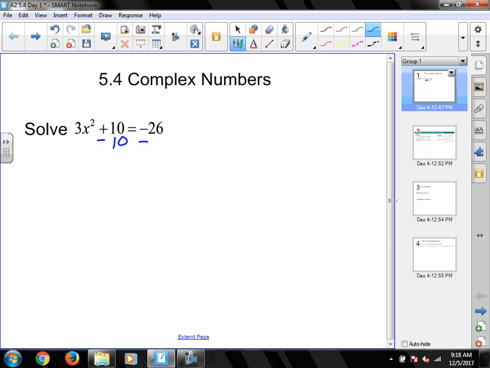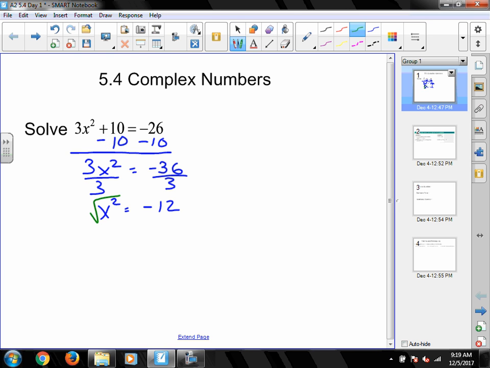First thing we want to do, subtract 10 from both sides. We're going to get that 3x squared is equal to negative 36. And then, since the squared only applies to the x and not the 3, we can divide that 3 away. And I can get that x squared is equal to negative 12. And to get rid of the squared, we take the square root of both sides. Don't forget, you need a plus or minus. You put the square root in, so that takes into account both sides of both positives and negatives.